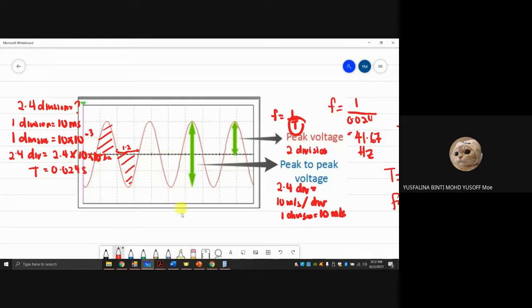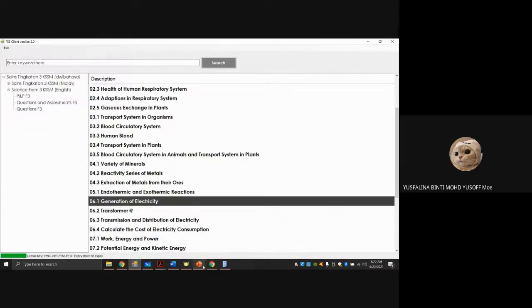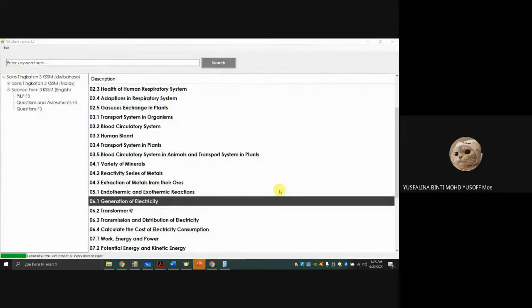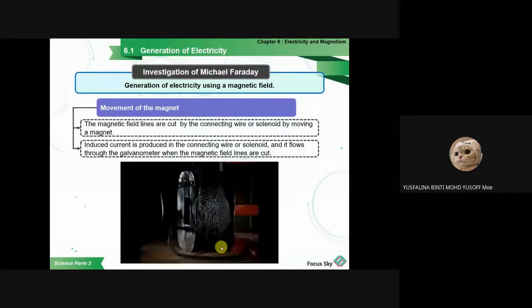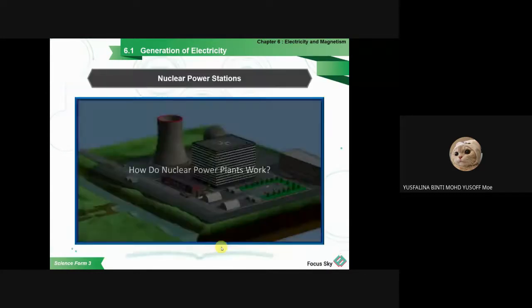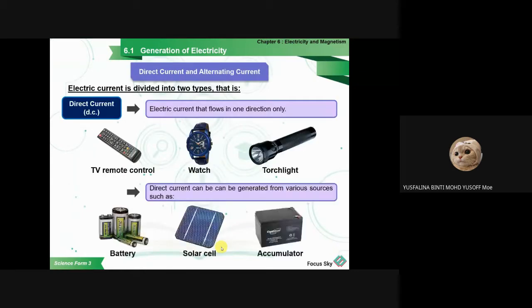Okay. Is there any question you want to ask about the calculating part for the peak voltage, peak to peak, and also the frequency before I move on to the next slide? No. So are you really clear about this one? Others? The very quiet ones? Any question you want to ask? Okay, so this one we already learned. This one is already explained.